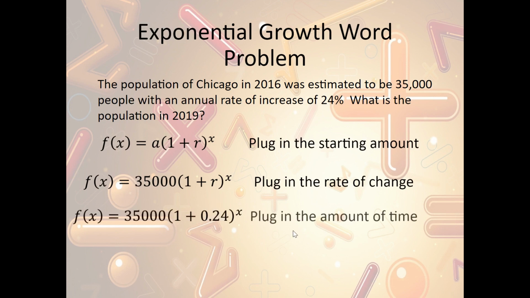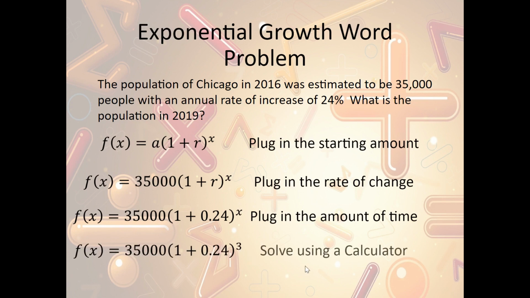And then lastly, we're going to plug in the amount of time. And the amount of time between 2016 and 2019 is 3 years. So this is f(x) = 35,000 times (1 + 0.24)^3. We'll solve that using a calculator. And when we do that, we end up with 66,731.84 people. So that should be the population of Chicago in 2019.